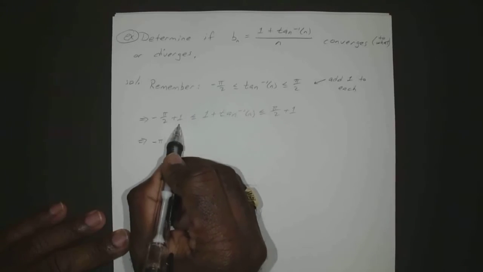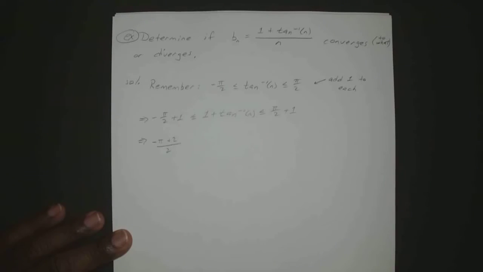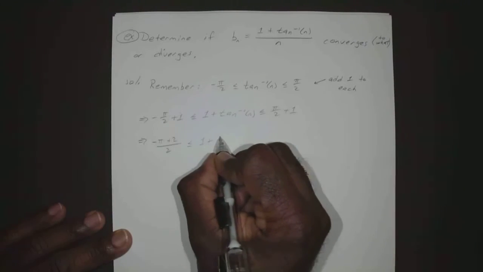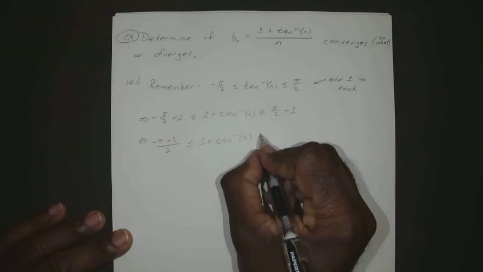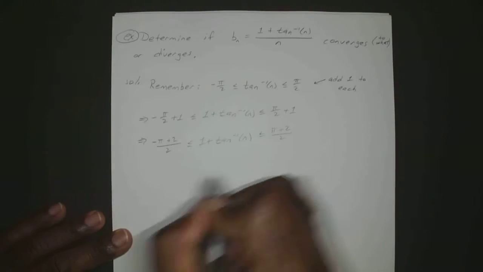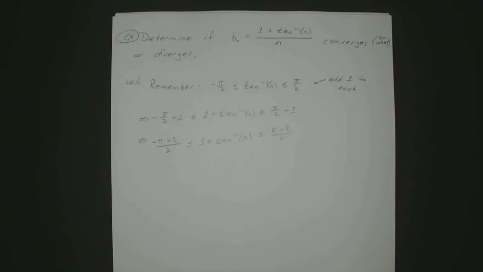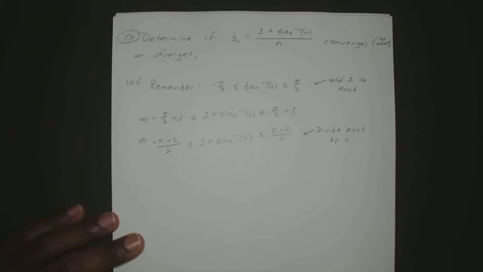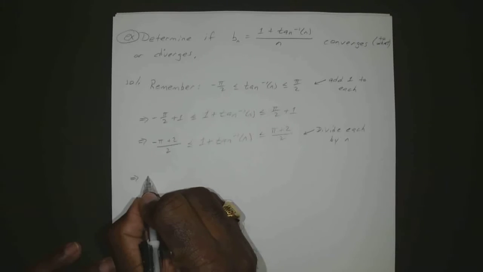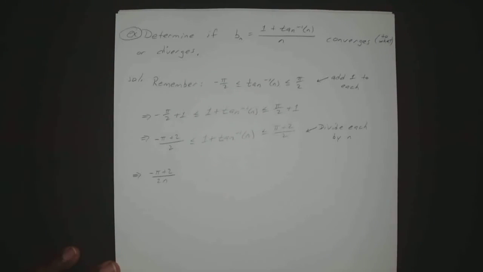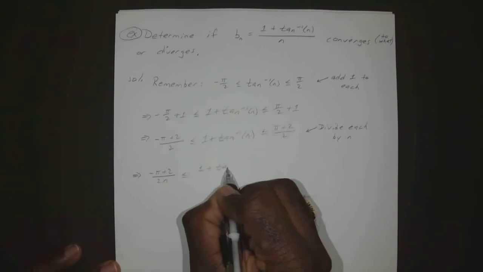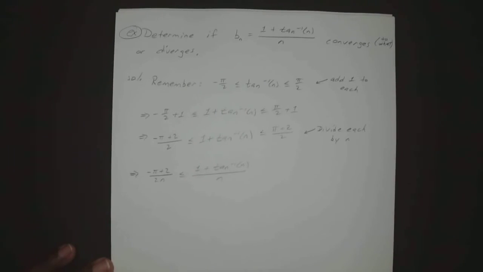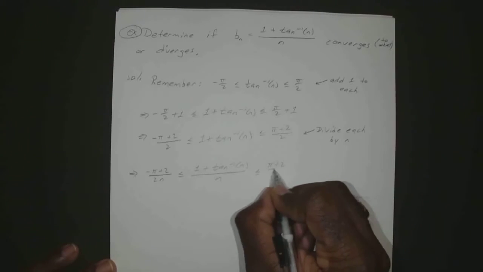But you don't really have to, but it does make it a little bit easier. So you have negative pi. If you make that 2 over 2, negative pi plus 2 over 2, which is less than or equal to 1 plus tangent inverse of n, which is less than or equal to pi plus 2 over 2. Okay. And the reason that made this easier is because now we're just going to divide everything by n. So if we divide each term by n, you have negative pi plus 2 divided by 2n, which is less than or equal to 1 plus tangent inverse of n divided by n, which is less than or equal to pi plus 2 divided by 2n.